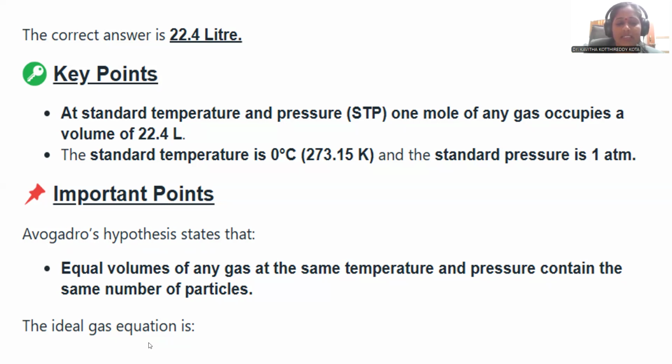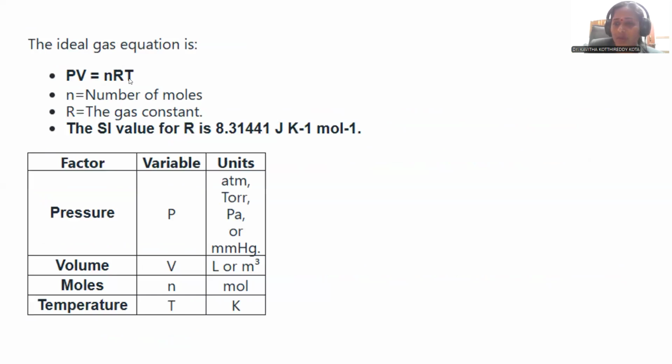For the ideal gas, the equation is PV = nRT. n denotes the number of moles and R is the gas constant, whose value is 8.3144 joules per Kelvin per mole. Joule, Kelvin inverse, mole inverse, you can designate. This is about the SI unit for this ideal gas equation, right?